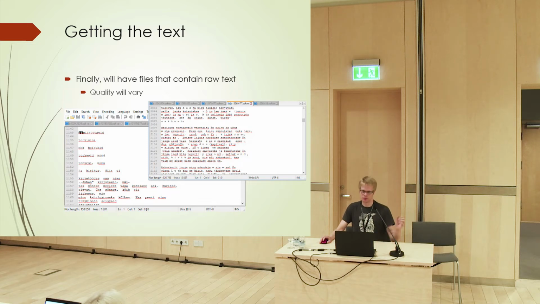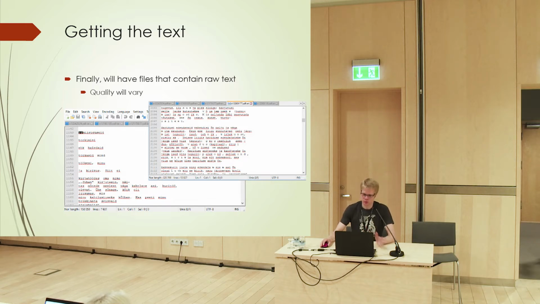Okay, if we have done our job, then we get a large collection of text files from here that we can process in other tools. And by the way, if anyone wants to interrupt, then I'm fine with that. You don't need to wait until the end if there's something confusing.